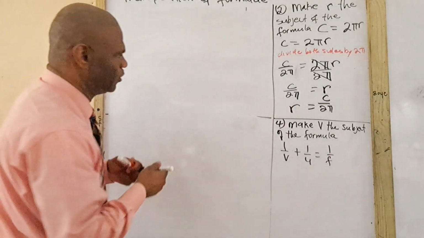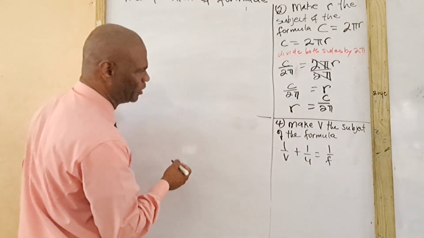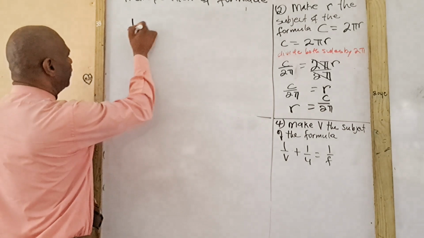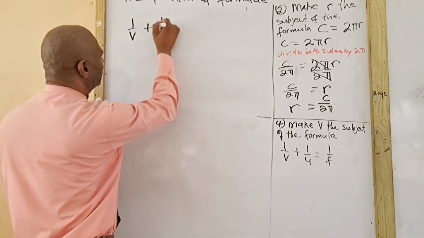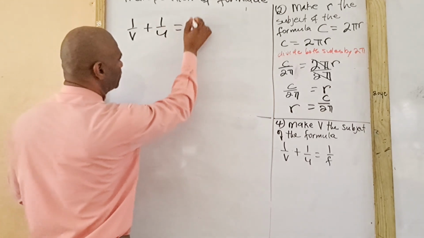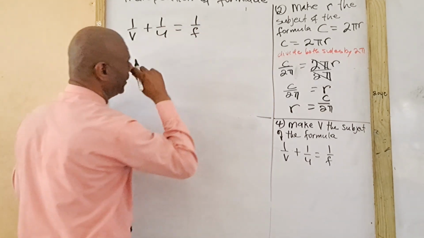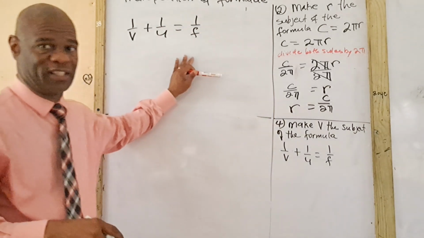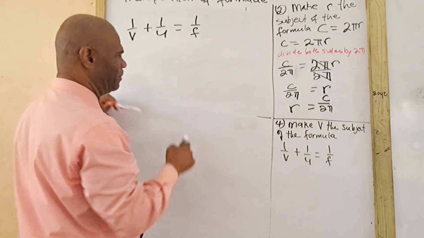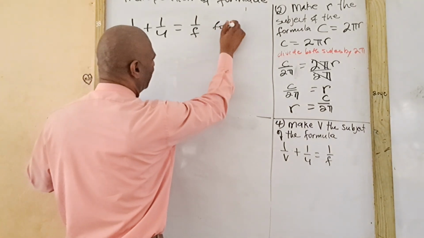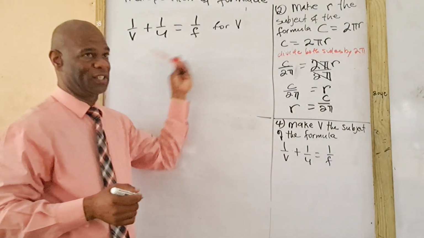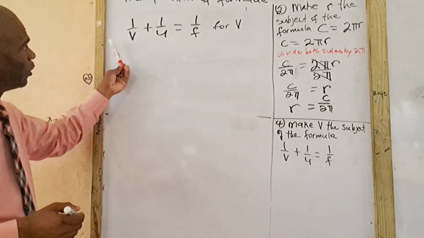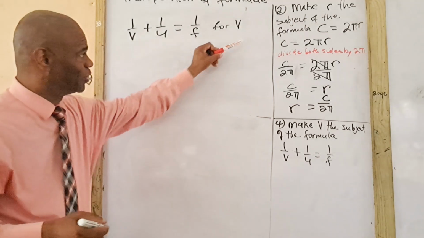Alright, so we are asked to make V the subject of the formula: 1 over V plus 1 over U equals 1 over F. Now notice that we have fractions. And we want to make V the subject of this formula, so we're going to transpose this to make V the subject.